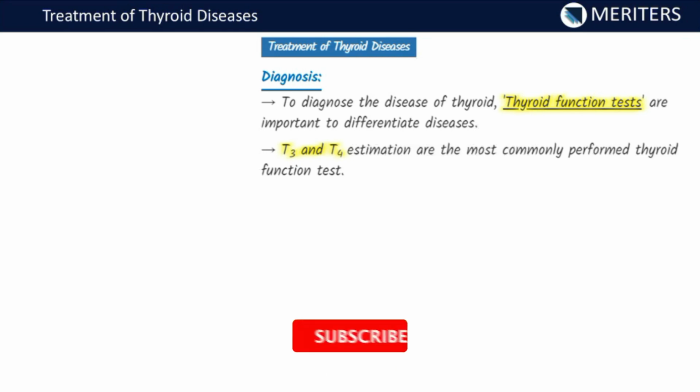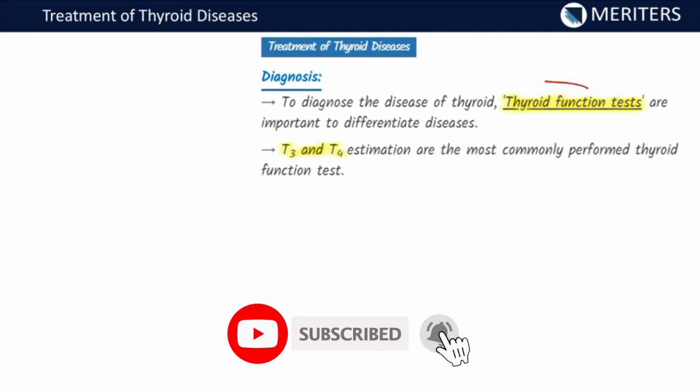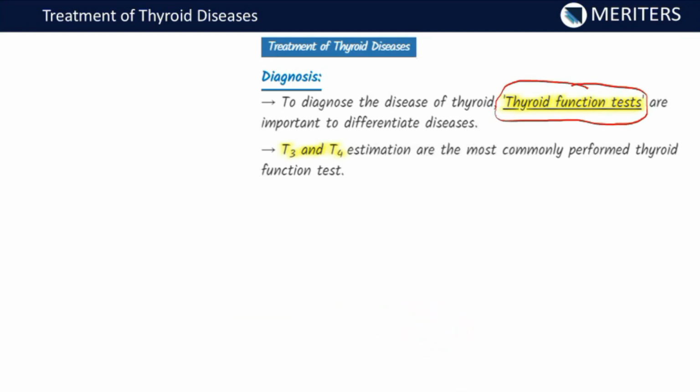Now to diagnose the disease of the thyroid gland we perform thyroid function tests, where we measure the free T3, T4 and TSH levels. The T3 and T4 estimations are the most commonly performed thyroid function tests, and T3 and T4 don't have any food relation. You can take food before going to the test, but for TSH you should go on an empty stomach. For TSH, an empty stomach is required.